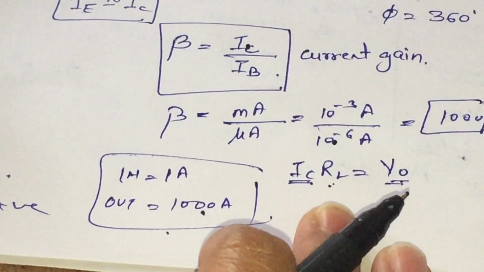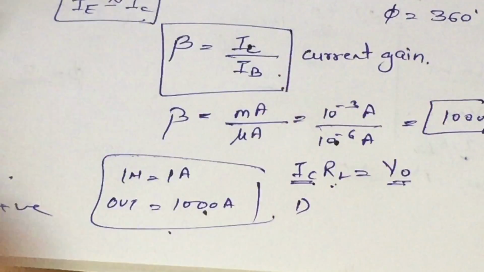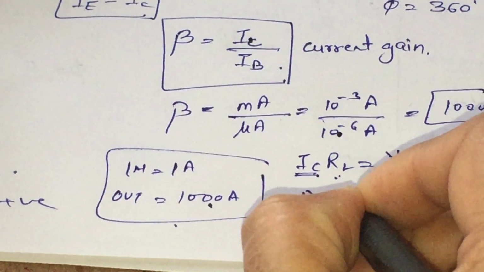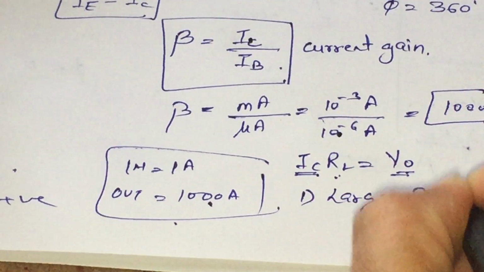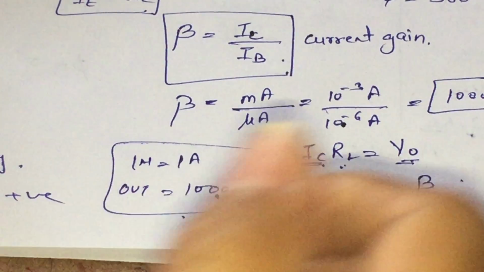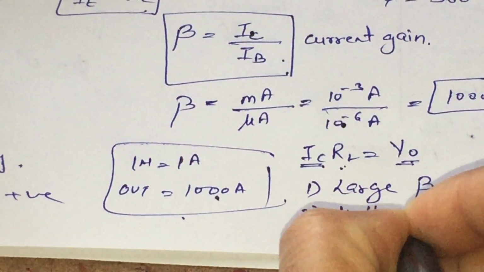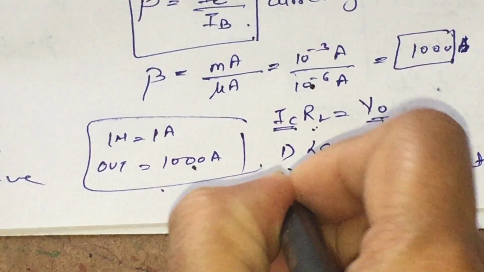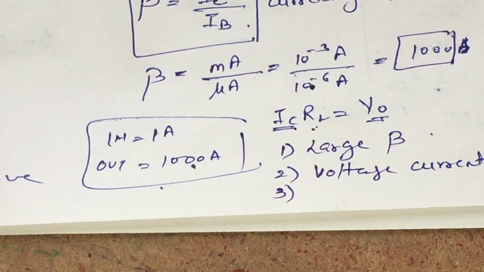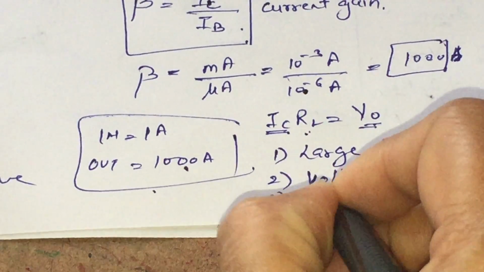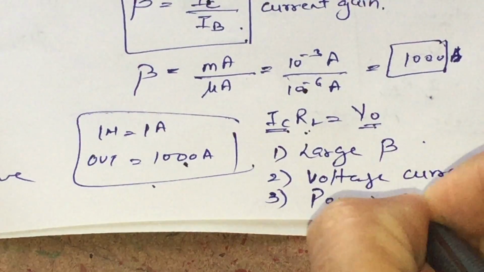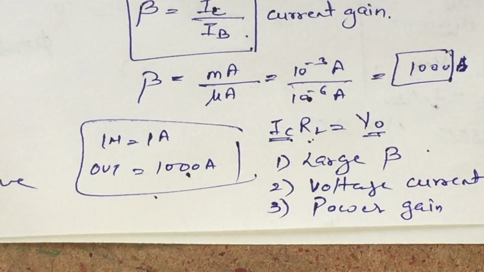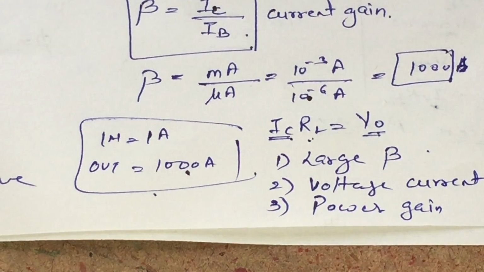Hence, common emitter amplifier has many advantages. It has large current gain, that is beta, and it has large voltage gain also. And if it has large current gain and voltage gain, and we know that power is a multiplication of voltage and current, we will have a large power gain also. Hence, common emitter amplifier is preferred over common base amplifier.